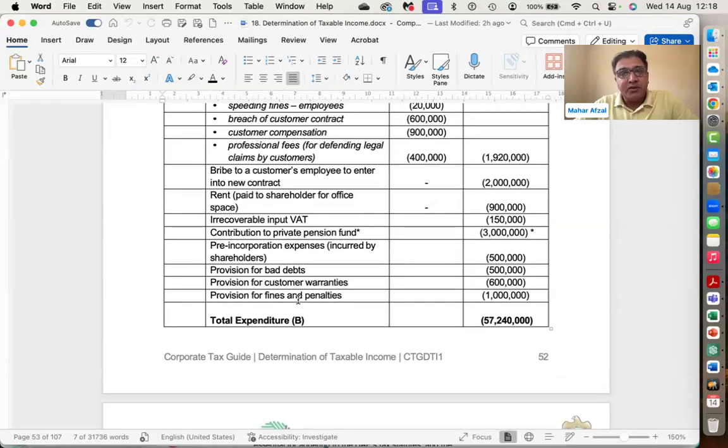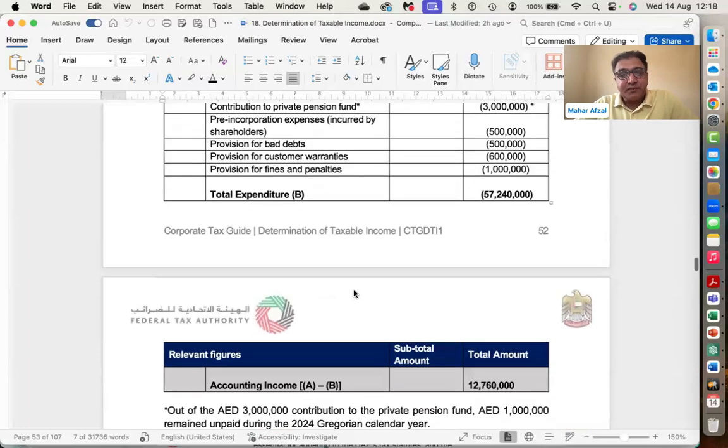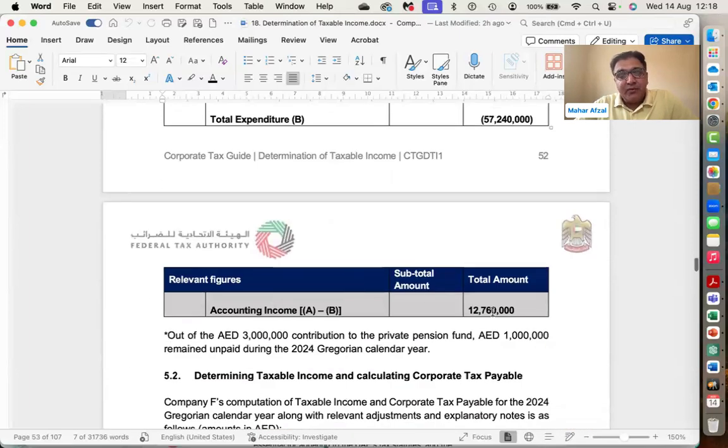You can use cash basis or accrual basis. Up to 3 million, you can use the cash basis. Beyond 3 million, you cannot use the cash basis; you can use only accrual basis. So this is basically the bottom line. The numbers have been taken from the profit and loss account of the financial statement. So total accounting income is 12760.